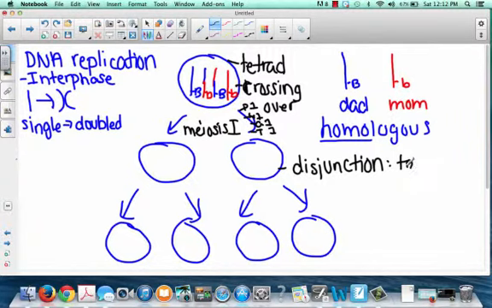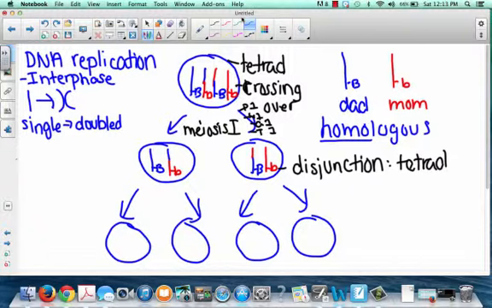Disjunction is when the tetrad breaks apart. And so this happens in anaphase, just like when the double chromosomes become single in mitosis. So it's them breaking apart. So now let's draw that. Let's get your dad color out. And over here we have one that was all dad, and then one that was half and half. And then over here we have one that was all mom, and then one that was half and half, but opposite. All right, that is disjunction.